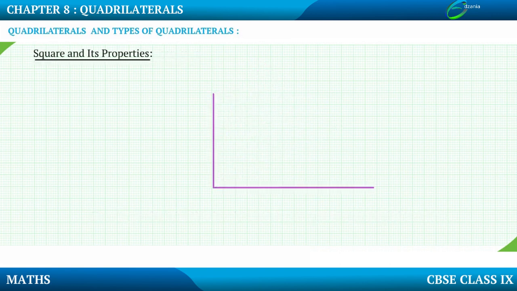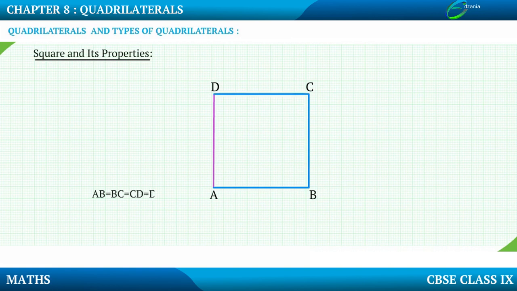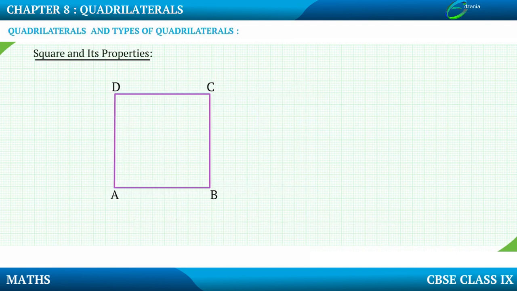Properties of a square. A square is a special type of a rectangle, and a rectangle is a special type of a parallelogram. AB is equal to BC is equal to CD is equal to DA. If the lengths of adjacent sides of a rectangle are equal, then the rectangle is said to be a square. Here are examples for a square.